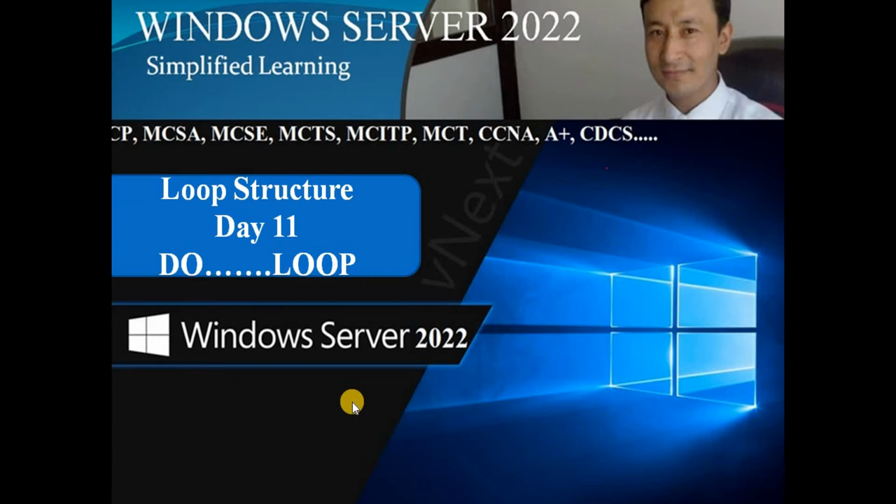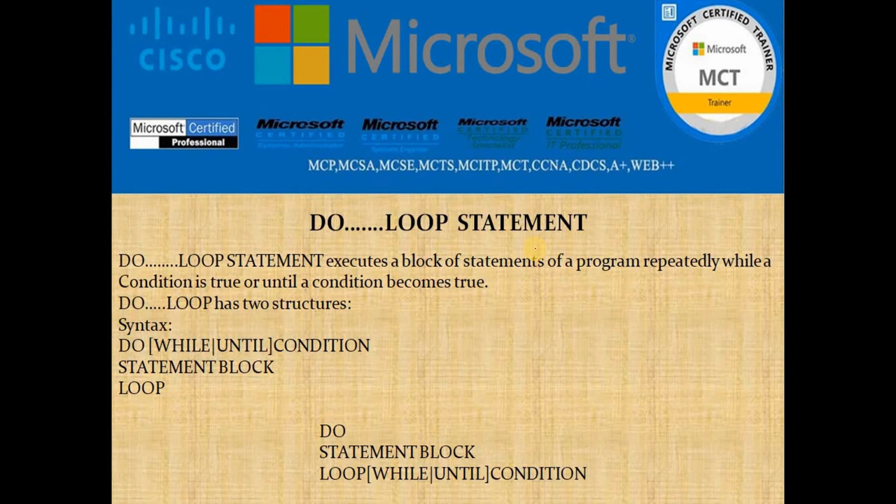Now we are going to talk about one more loop structure today, that's the do loop. So without wasting further time, let's start how this do loop can be used in your syllabus. The main purpose of using a loop in QBasic programming is simply to execute a block of statements in your program repeatedly. The do loop statement is also used for the same purpose.